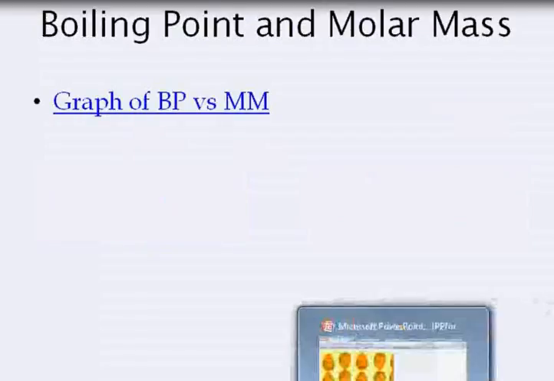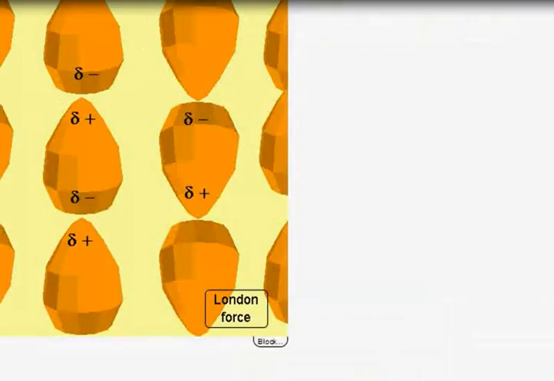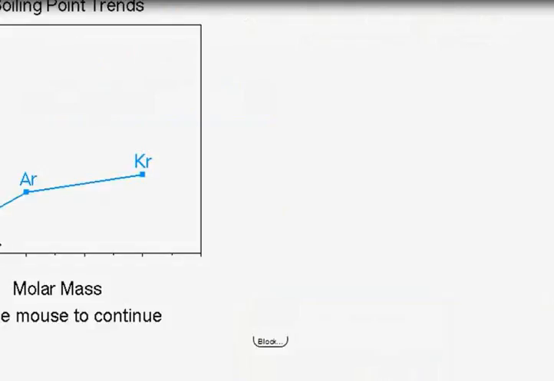So let's take a look at a graph that shows what happens to boiling point as we increase. Okay, so here we have noble gases: helium, neon, argon, and krypton. And what you see is as the molar mass increases, the temperature at which it boils increases. And as you know, boiling occurs when a molecule, or an atom, can escape the surface of a liquid, gets enough energy to do that.